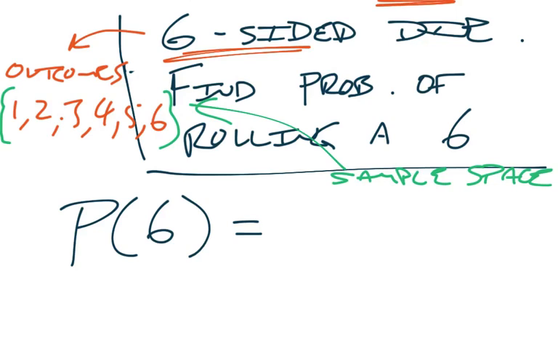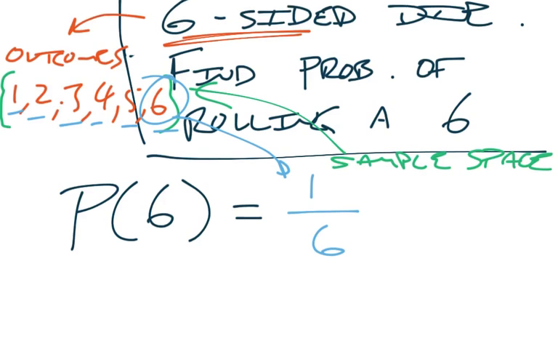So you take a look at this and you say, okay, how many things in my sample space are 6s? Well, there's 1. There's one 6. And how many total things are in my sample space? Well, there's 1, 2, 3, 4, 5, 6 things. Since they're all equally likely, the probability of a 6 is 1/6.